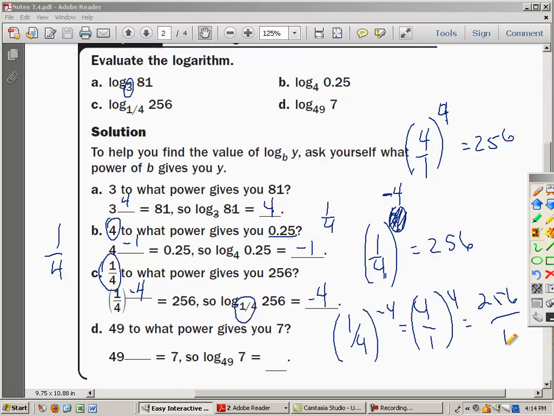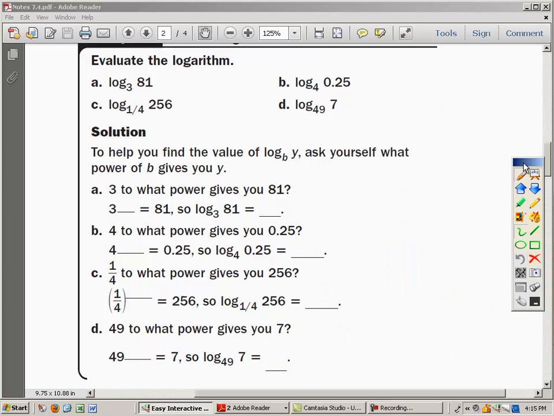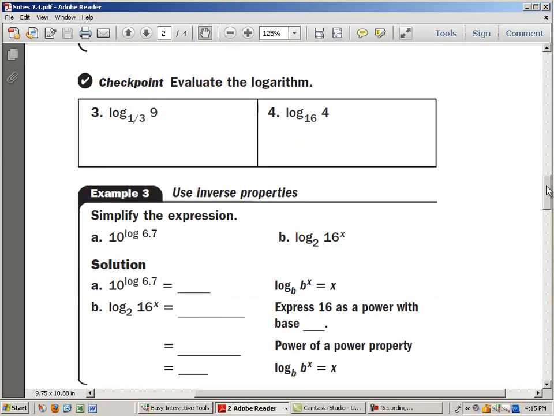Okay? And then the last one's, again, a little bit tricky, but it says 49 to what power gives you 7? Well, it has to be to the 1/2 power because I know the square root of 49 is 7. So 49 to the 1/2 is 7, so log base 49 of 7 is 1/2. All right? Why don't you guys try 2 more checkpoint problems here, and we'll be right back with solutions for you.